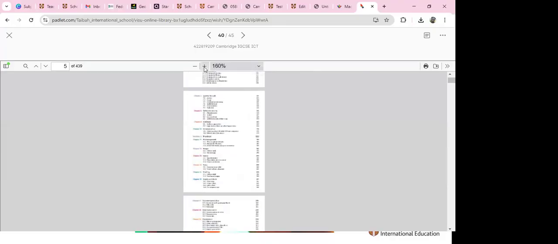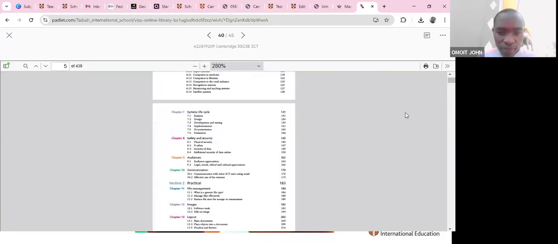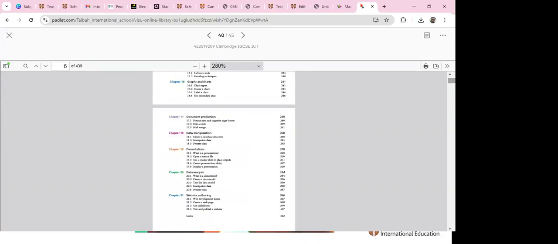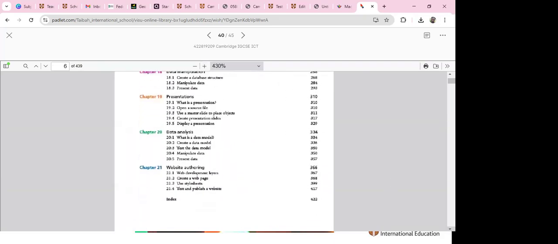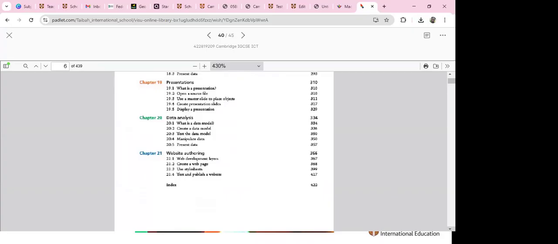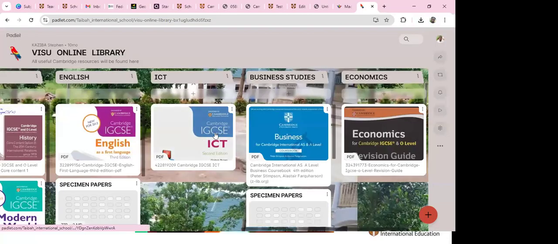So it's about 439 pages. I know that topic you want about website is somewhere. It is here, chapter 21. Are you seeing it? Yes, I'm seeing it. Yeah, so it is there. What's the name of the book? It's called Cambridge IGCSE ICT, second edition.